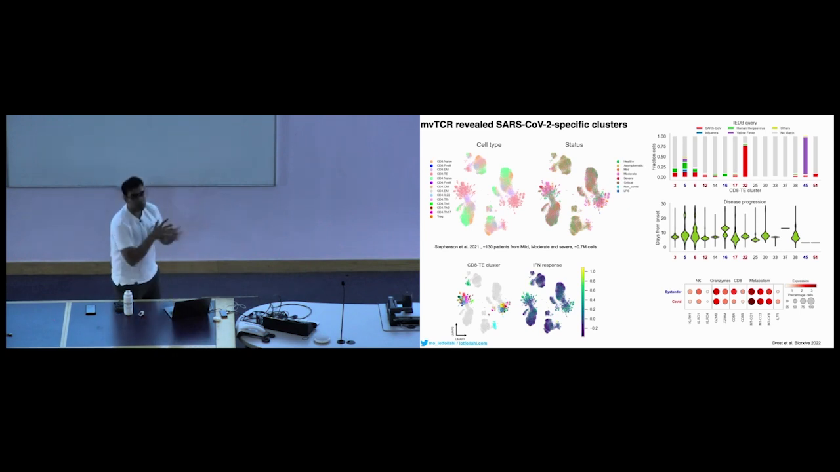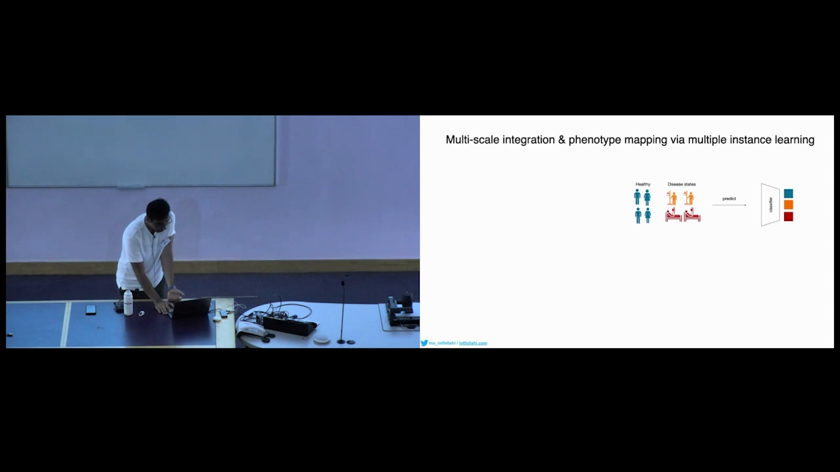And what we show is that if you combine these two modalities, then you can actually find clusters that separate bystander cells versus COVID-19 specific T cells. Okay, so I have like 15 minutes, right?